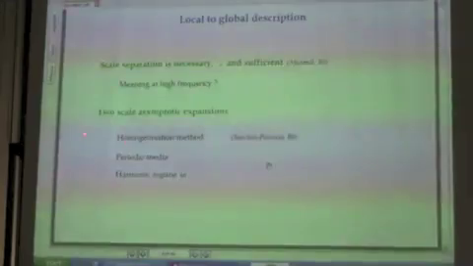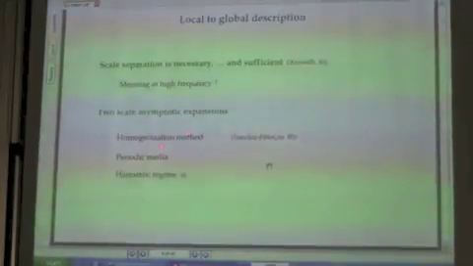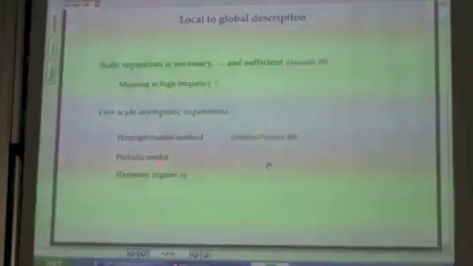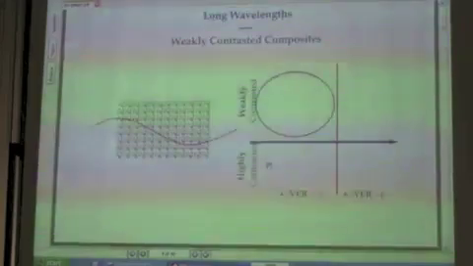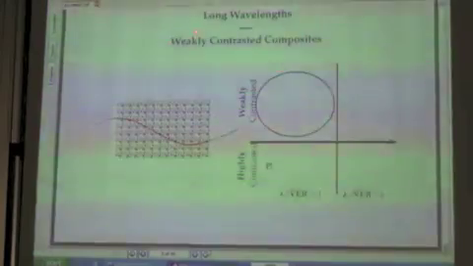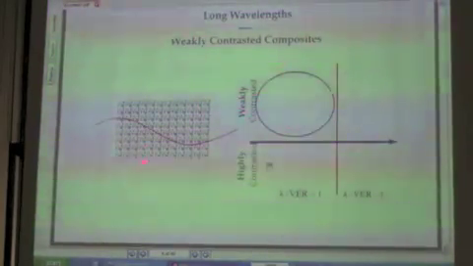We will use a classical two-scale asymptotic expansion, which is using the classical homogenization method, slightly modified, you will see, assuming periodic media, harmonic regime, small deformation, and linearity, meaning elasticity. So let's begin with the first situation, long wavelengths in weakly contrasted media. So this means this kind of situation.